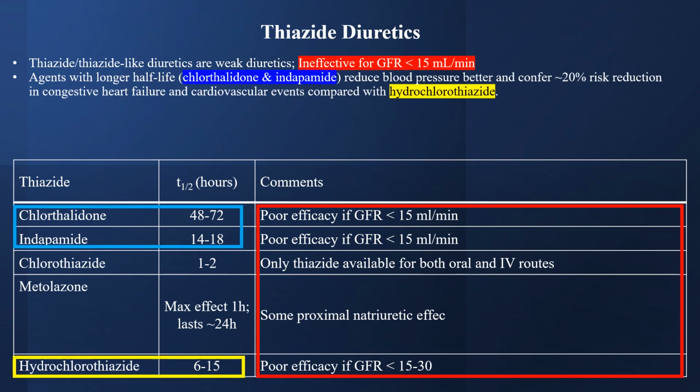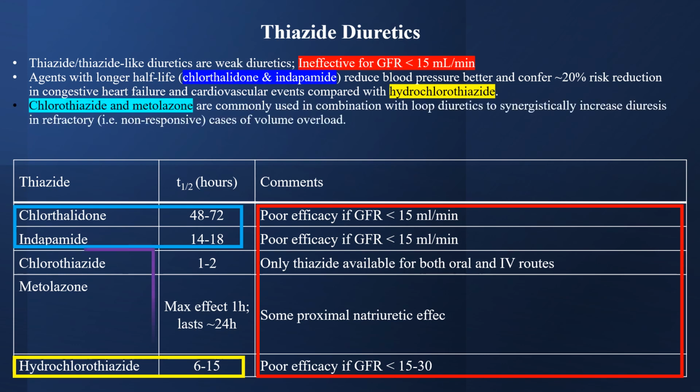Agents with longer half-life, including chlorthalidone and indapamide, may reduce blood pressure better and confer greater risk reduction in congestive heart failure and cardiovascular events compared with hydrochlorothiazide. Chlorothiazide and metolazone are commonly used in combination with loop diuretics to synergistically increase diuresis in refractory cases of volume overload.